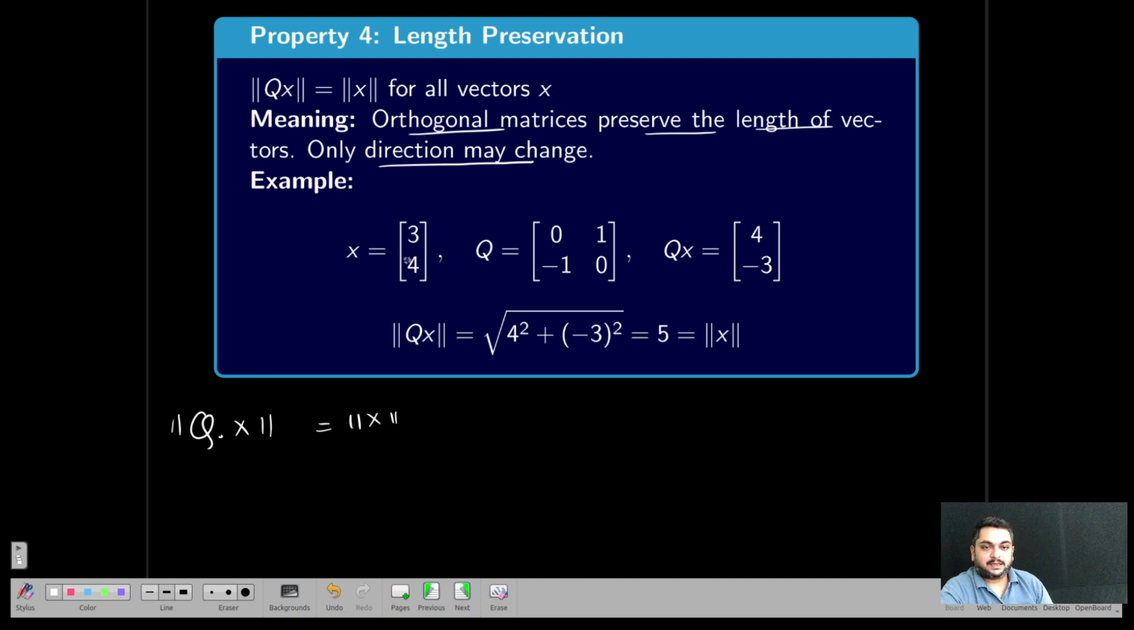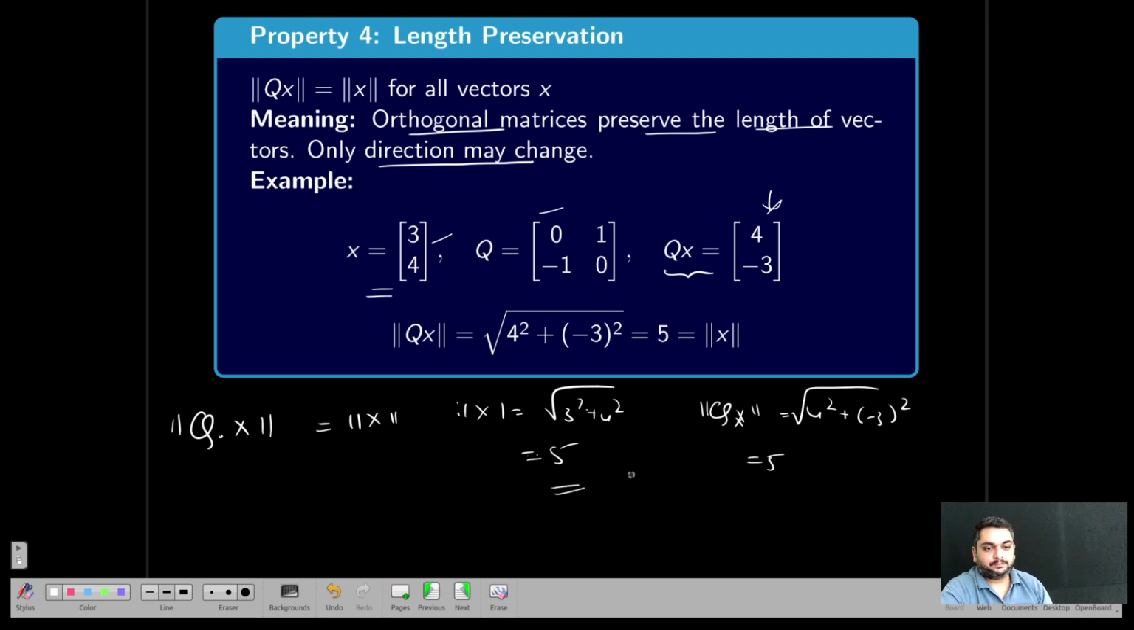So let us take this x equal to 3, 4, it's a vector, and this is my orthogonal matrix. So if I multiply this, I will get this column vector 4, minus 3. We check the length of this. The length of x is the square root of 3 squared plus 4 squared, which is 5. The length of Q into x will be the square root of 4 squared plus minus 3 squared. This is also equal to 5. That is the property.